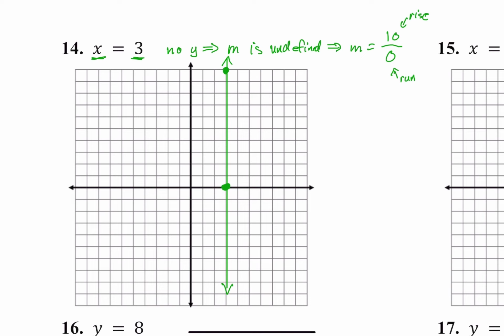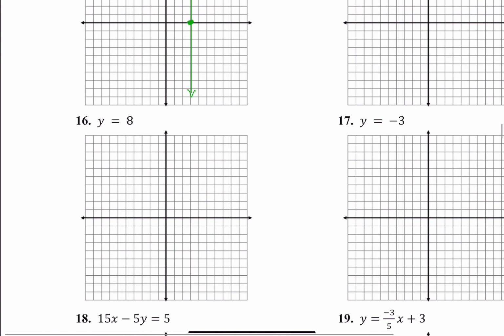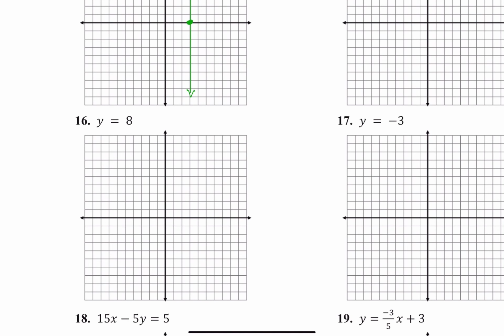Hence, up, vertical. Anyway, might help. The common mistake I'll see on this one is they'll do x, but then they'll go the wrong way. So again, just keep in mind that x equal to some number is going to be a vertical line because the slope is undefined.